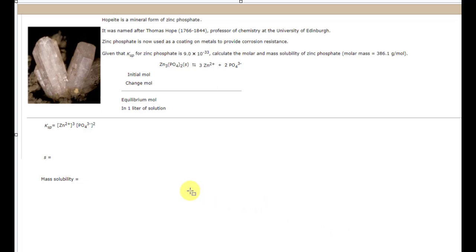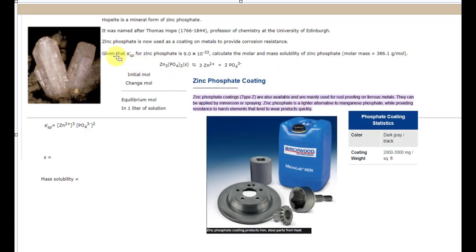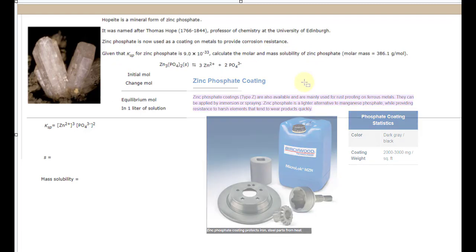Well, we're dealing with solubility and solubility equilibrium again. And we're going to be dealing with this mineral, hopeite. Interestingly, it was discovered by Thomas Hope, he got to name it, who also ended up discovering strontium and that the maximum density of water was 4 degrees Celsius. In addition, Charles Darwin considered him to be his favorite teacher. Zinc phosphate is used as a coating for metals to provide corrosion resistance and protection from wear.